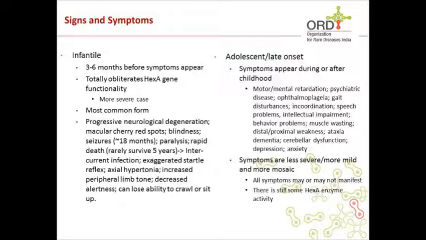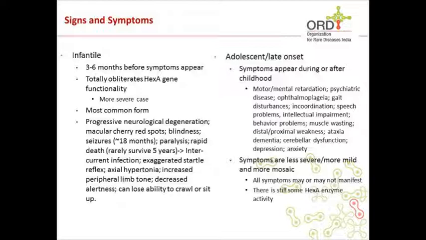Infantile Tay Sachs disease is characterized by little to no hex A enzyme activity. These symptoms appear between 3 and 6 months of age and begin to present as a failure to meet expected developmental milestones, such as being able to crawl or sit up. They quickly progress to neurological degeneration that affects muscle control as well as cognitive and respiratory function. Death often occurs by 5 years of age.